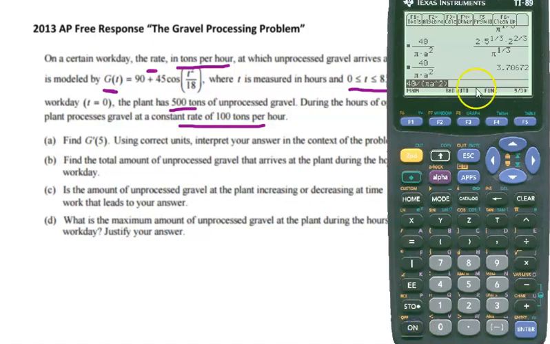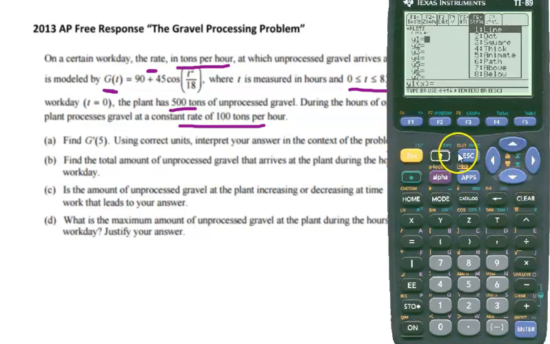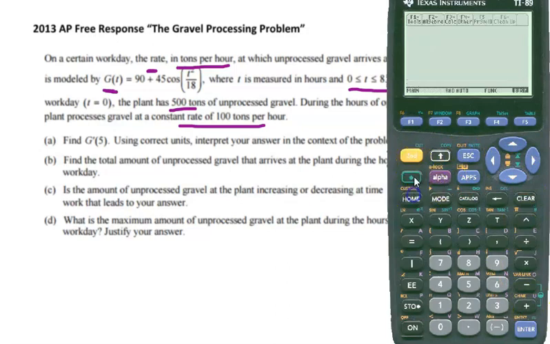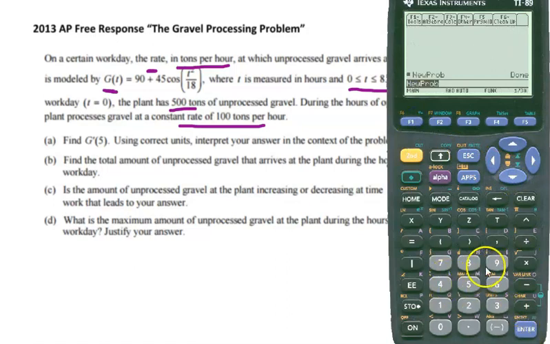So go to your TI-89, and I would go ahead and clear out A to Z, which clears out any stored values. And I would clear out everything out of my y equals as well. And then let's see, go home, and then I would do new problem to clear my screen. And I would start by typing in my problem, my G of T, 90 plus 45 cosine of T squared divided by 18. And I always hit enter, and I just make sure that it appears exactly as I typed it in.